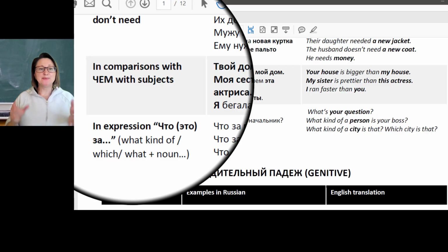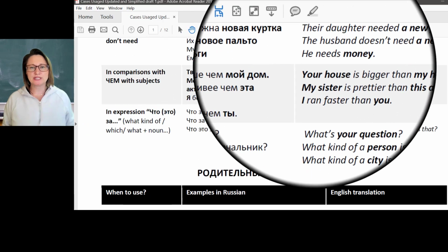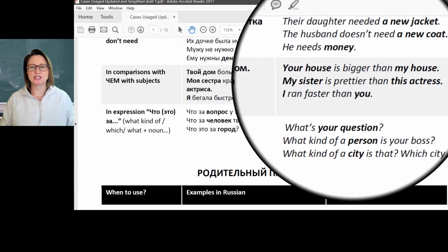Next is comparisons with чем with subjects, like when you're comparing the subject to something. So first of all, let's again take a look at the English versions. Your house is bigger than my house. My sister is prettier than this actress. I ran faster than you. As you can see, we're comparing the subject to somebody or something else.